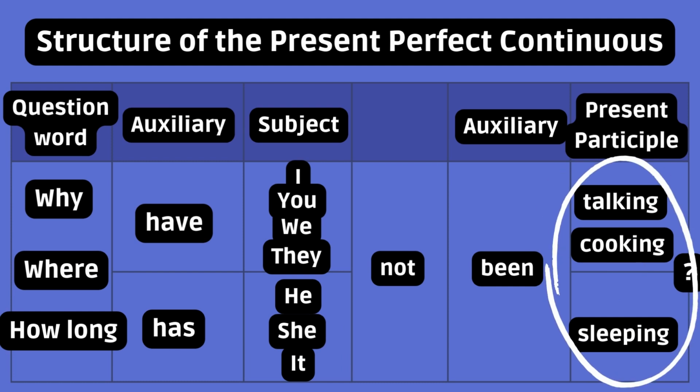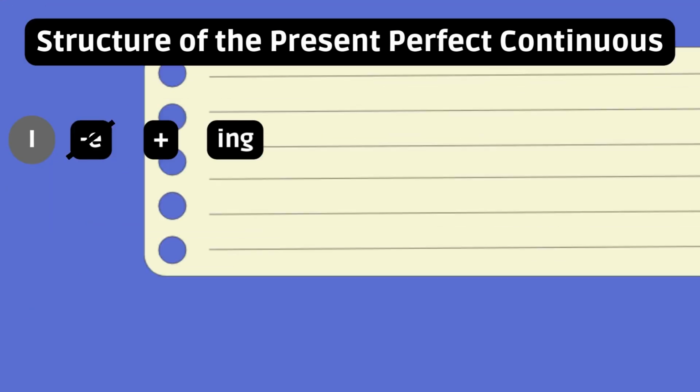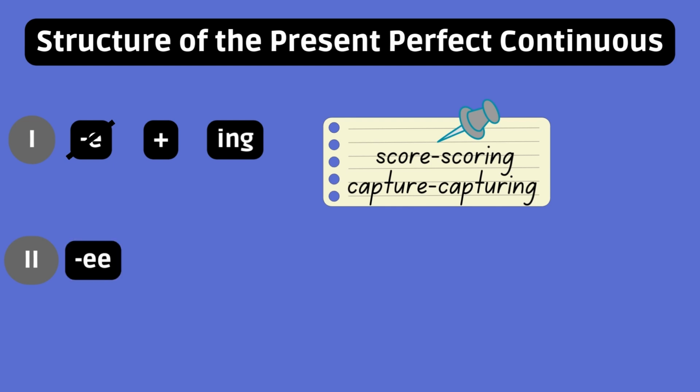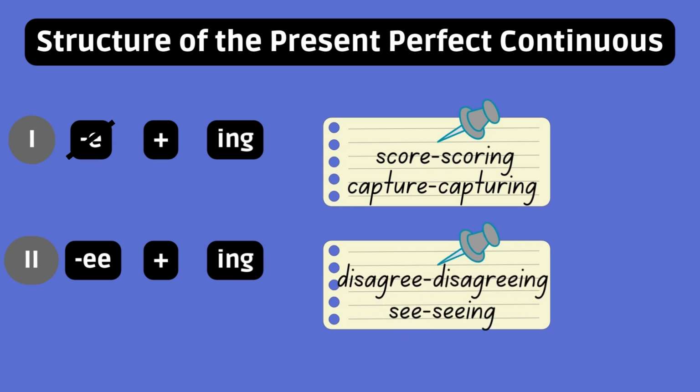Only the ing form can cause some headache due to some spelling exceptions. Remember to drop the final E before adding ing to the main verb. Score, scoring, capture, capturing. If the verb ends in EE, you keep both E's. Disagree, disagreeing. See, seeing.